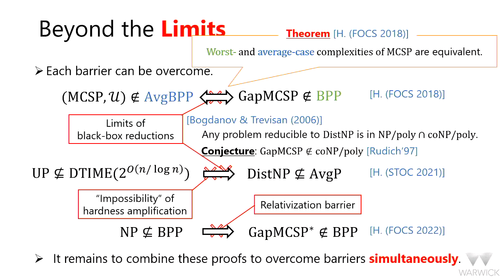So the current state of the art in this line of research is that if you take each barrier, we can go beyond the barrier. But in order to eliminate the heuristic, basically we just need to combine them to overcome the barriers simultaneously. This is what we would like to talk about today. In this talk, I would like to explain the second result in detail. And for the first result, I would like to explain what kind of proof techniques we use. Okay? So let's start with the first result.